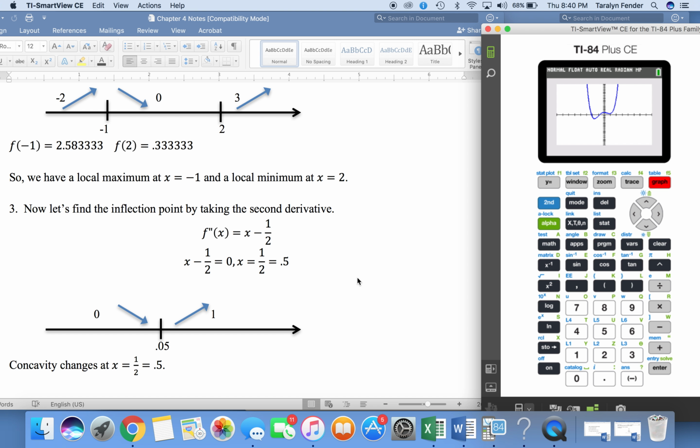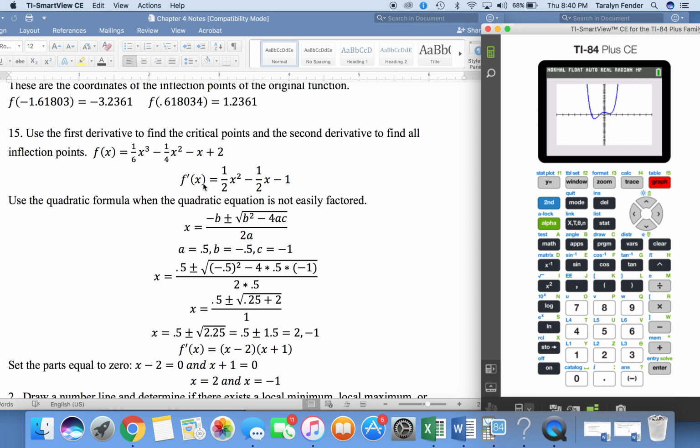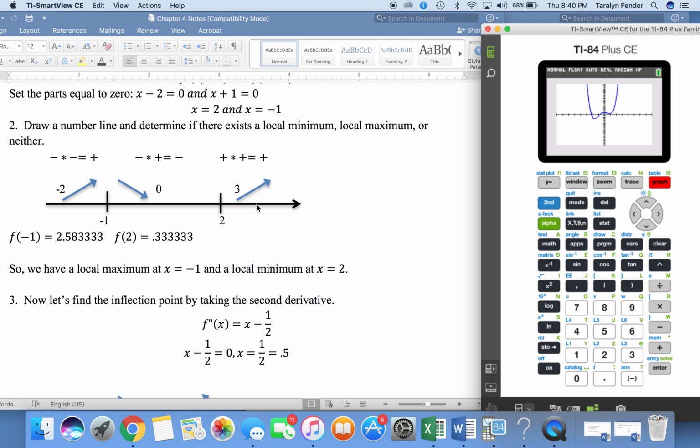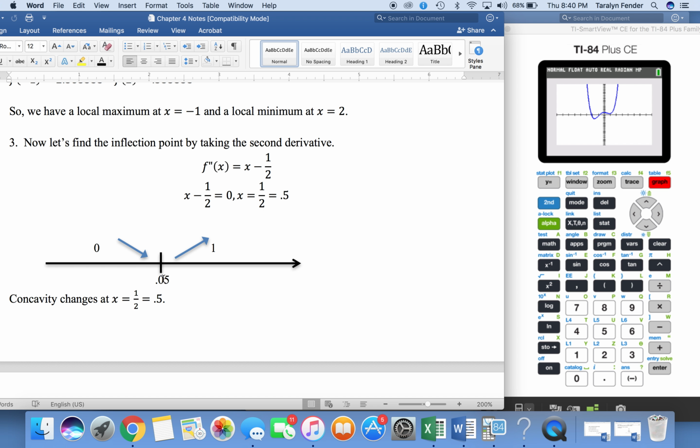Now, to find the inflection point, let's take the second derivative. So we take our first derivative and we find the second derivative. So 2 times 1/2 is 1, x to the first power minus 1/2. So here is my second derivative. x minus 1/2 is equal to 0 when x is equal to 1/2, or 0.5. So I put 0.5 in there.